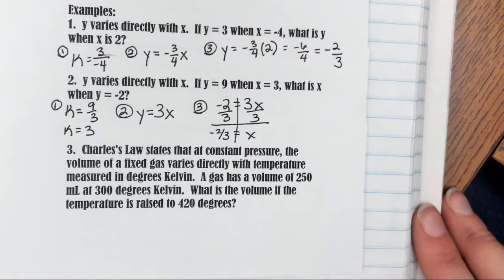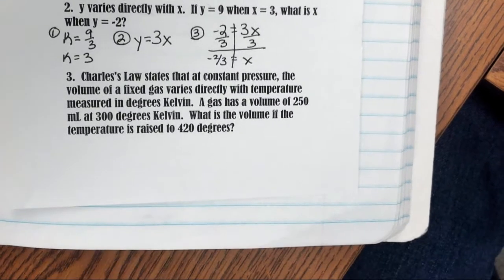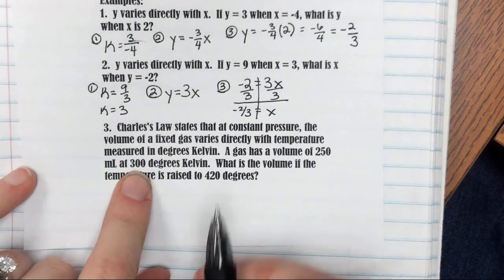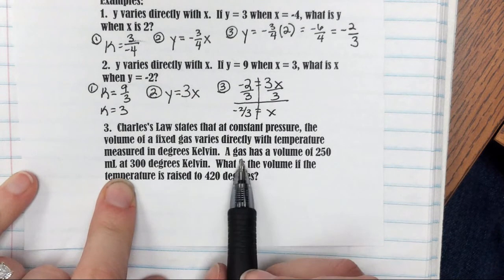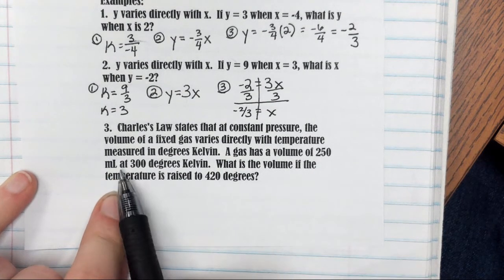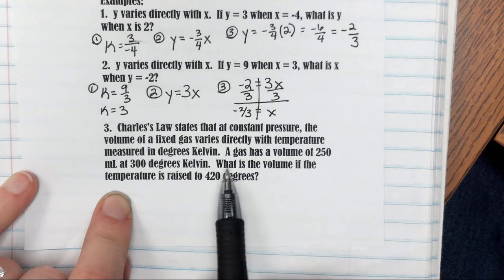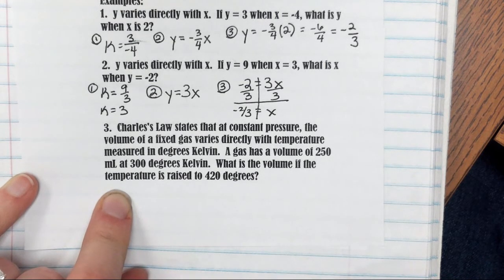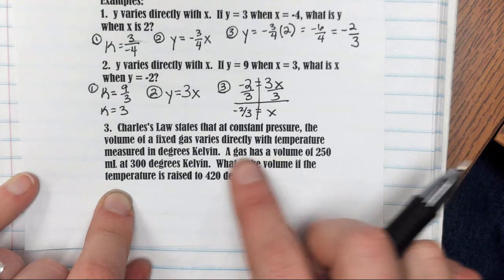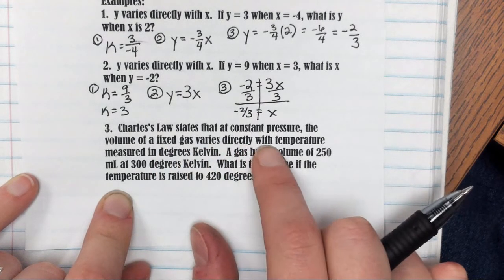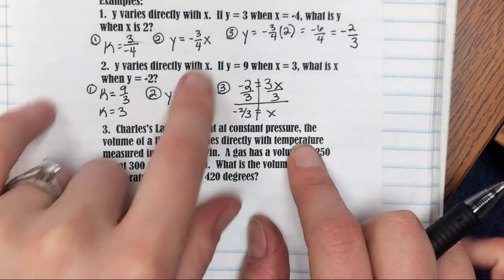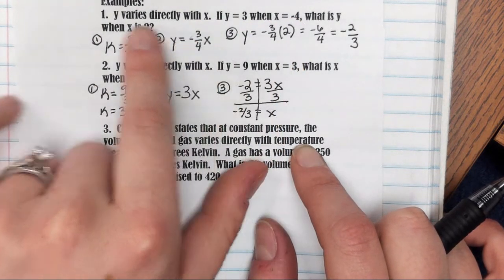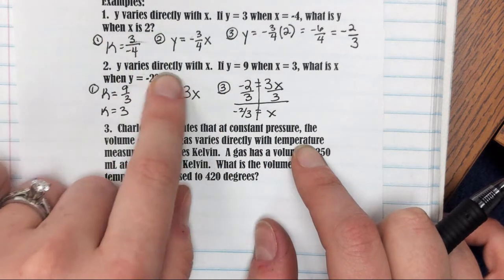All right, word problem. Charles' law states that at constant pressure, the volume of a fixed gas varies directly with temperature measured in degrees Kelvin. A gas has a volume of 250 milliliters at 300 degrees Kelvin. What is the volume if the temperature is raised to 420? So the first thing I want to do is figure out what my ordered pair is. When it says the gas varies directly with temperature, you're listing your y first and then your x. Okay? So y varies directly with x.